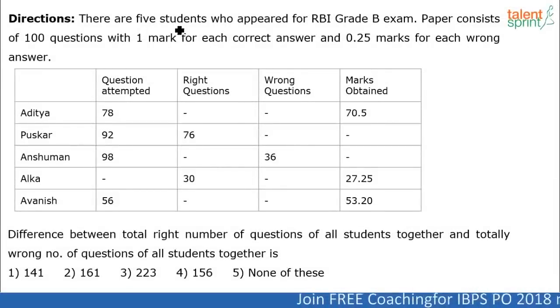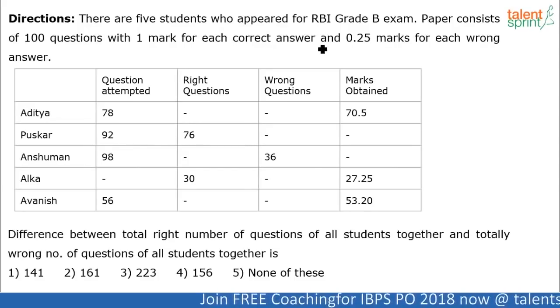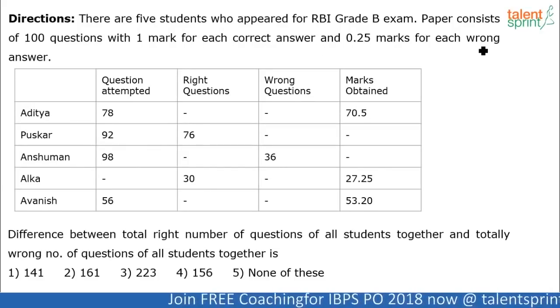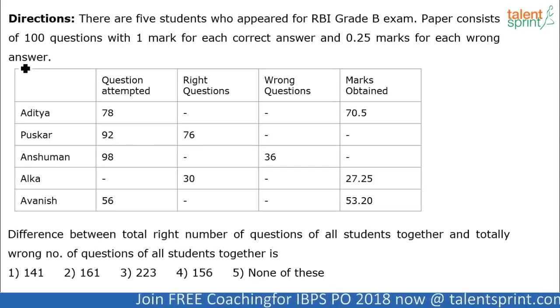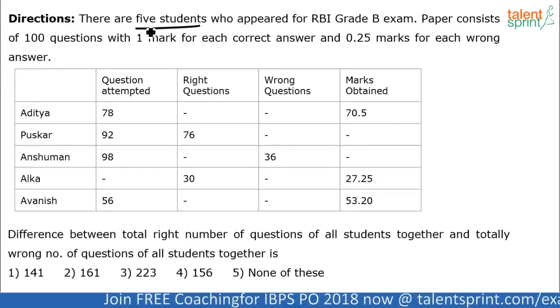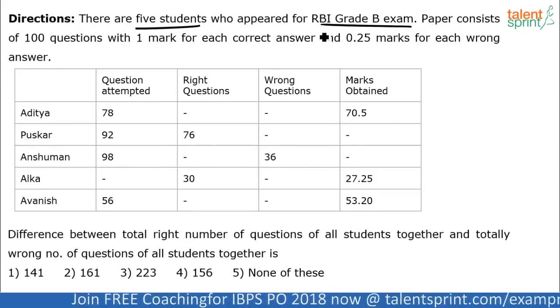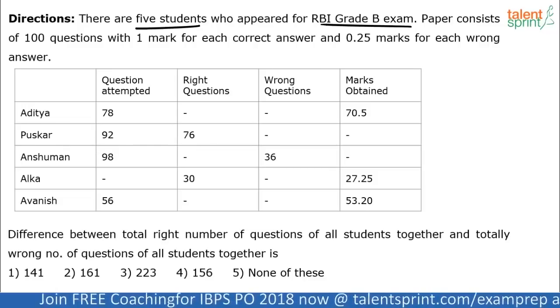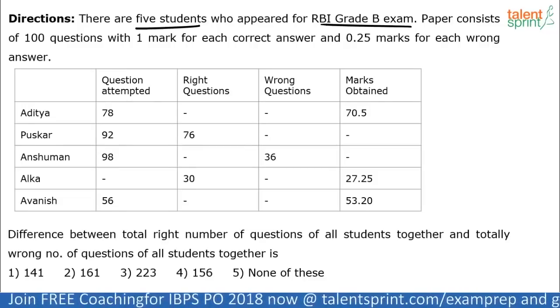There are 5 students who appeared for the RBI Grade B exam. The paper consists of 100 questions, with 1 mark for each correct answer and 0.25 marks for each wrong answer. So basically, it's talking about 5 students who appeared for a particular exam, the RBI Grade B exam, which consists of 100 questions.